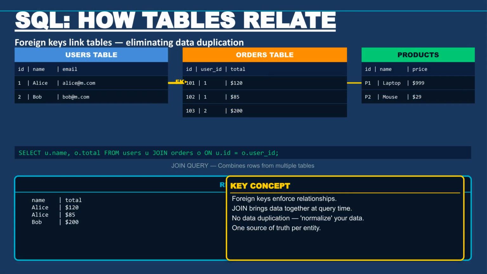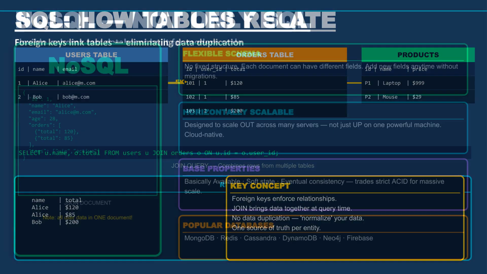Foreign keys are essential in SQL for linking tables and eliminating data duplication. The join operation brings data together at query time, creating one source of truth per entity. This normalization is a core strength of the relational model.